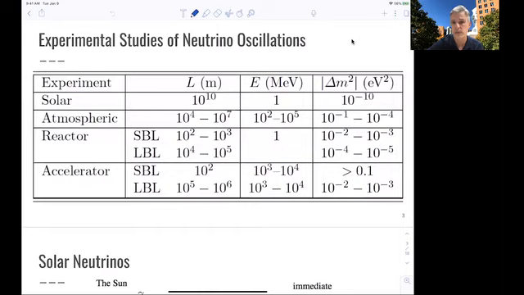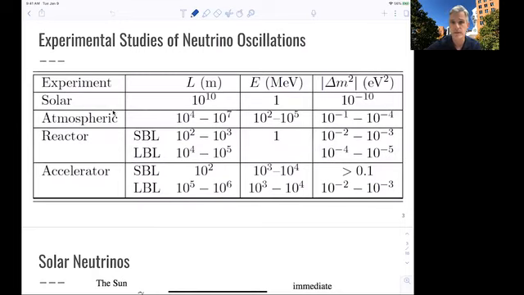Similarly, for accelerators, you build an accelerator or you use an existing accelerator, and then you build your detectors maybe close to it and maybe another one far away. And that's limited by the size of our planet or wherever you want to build your detectors. The energy range depends on the energy range of the accelerator, and that is in the order of 10 to the 3, 10 to the 4 MeV. So you see that it's actually a rather straightforward study.